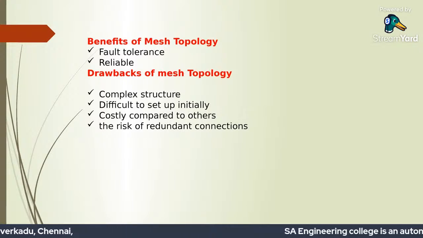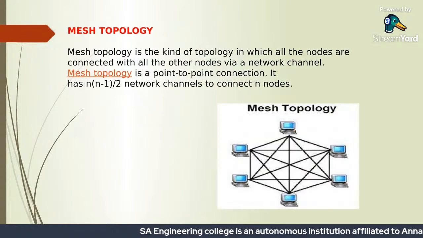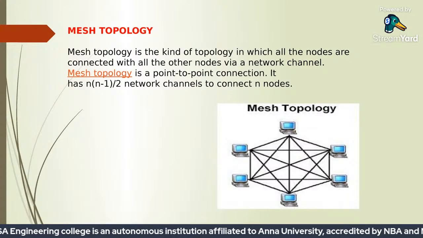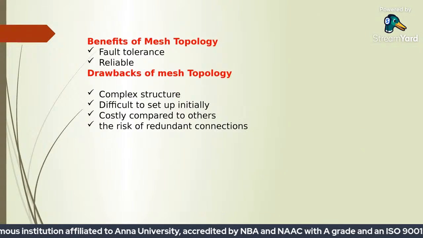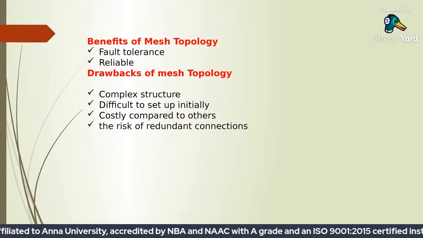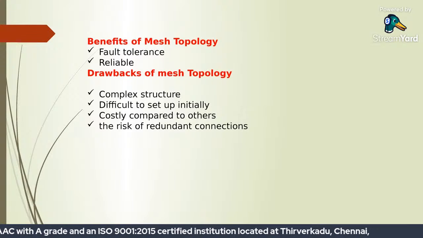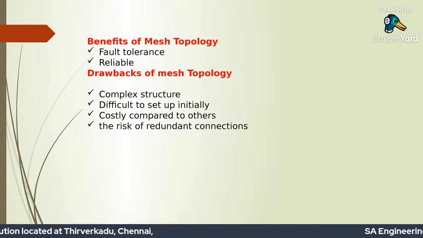And its drawback is complex structure. For 3 to 4 devices, mesh topology will be applicable. For more devices, the structure will become complex. It is difficult to set up initially, and it is much costlier when compared to other topologies. And the risk of redundant connections is also there.